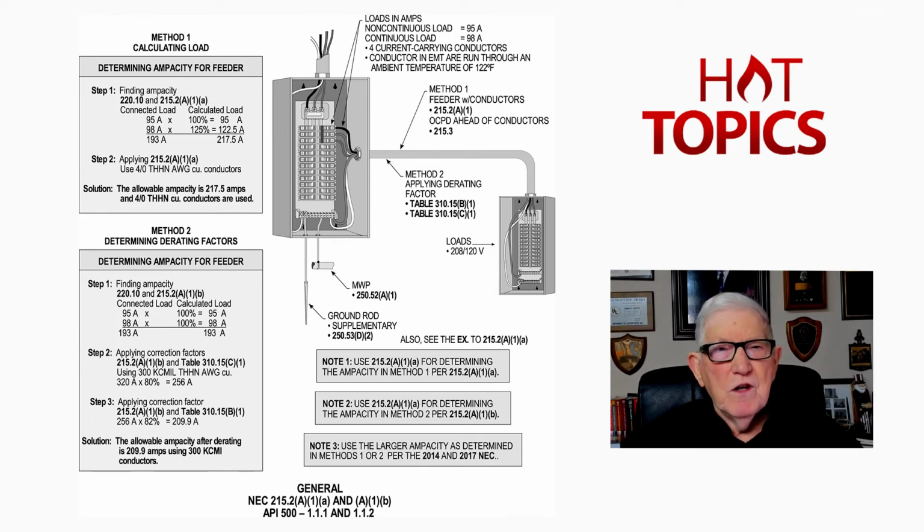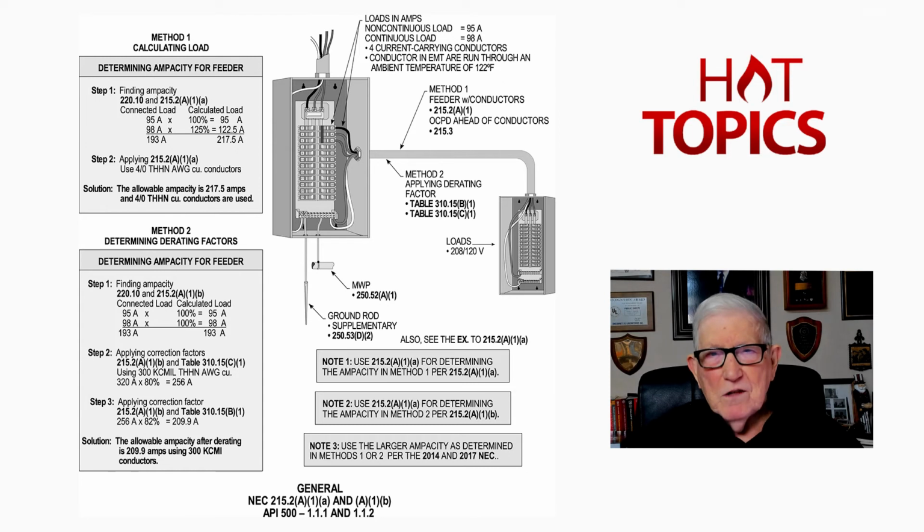So now looking at the illustration and performing method 1, calculating the load, the connected load at 95 amps is taken at 100%, which is 95 amps. And notice that's loads that operate for less than 3 hours, or loads with demand factors added in there. Then the connected load of 98 amps is taken at 125% because it's continuous. We come up with 122.5. So when we add those two calculations together, we come up with a total connected load of 193, but for the calculated load, we come up with 217.5.